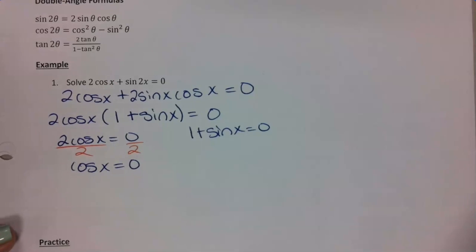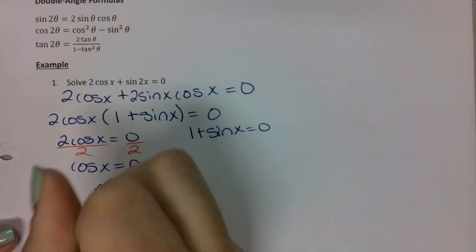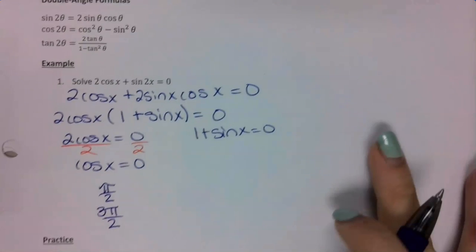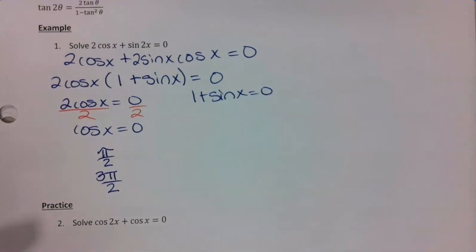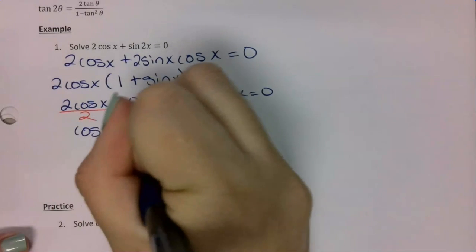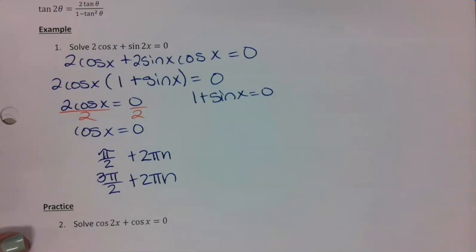Okay, where is cosine equal to 0? Remember, cosine is x. Pi halves and 3 pi halves. Does this give me an interval to have my answer in? No, so how should I write my answers? Should I write them like this? What are they missing? Right, and then I'm going to solve for sine before I write where n is any integer.